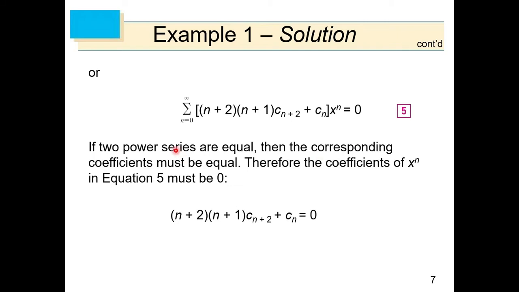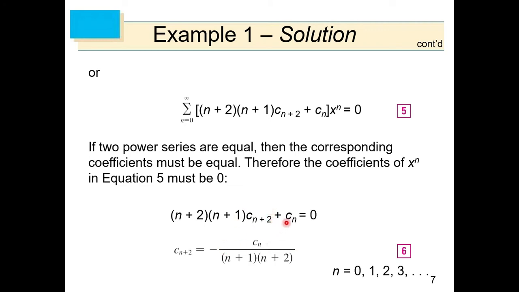If two power series are equal, then the corresponding coefficients must be equal. Therefore, the coefficient of x raised to n in equation 5 must be 0, because 0 is the zero polynomial. So the coefficient of x raised to n is 0. So n plus 2 into n plus 1 into cn plus 2 plus cn is equal to 0.